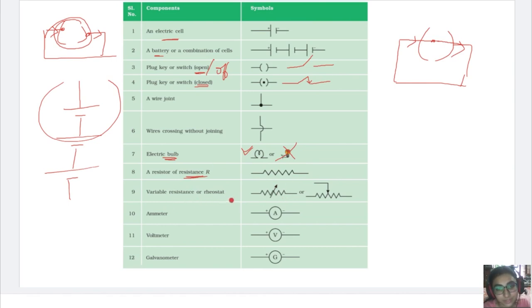Variable resistance or rheostat, it is basically a device which has a lot of different resistances. So you press a button and that particular resistance comes into action in the circuit. Ammeter to measure current, voltmeter to measure the potential difference. So for now, all these things are only important.